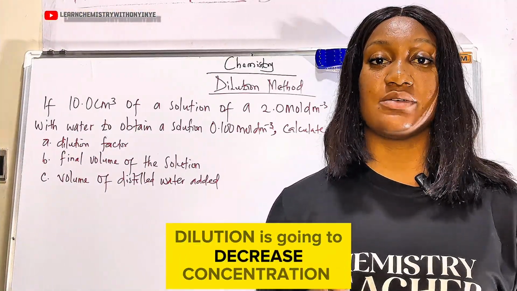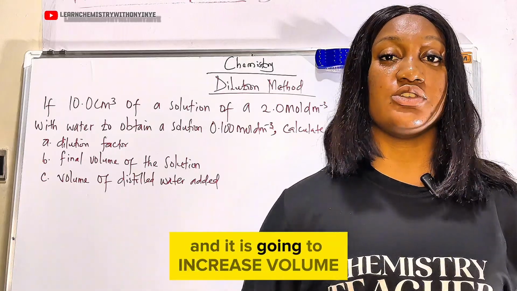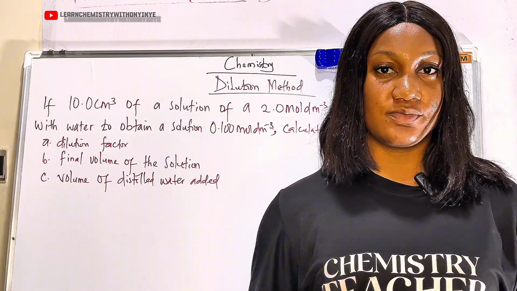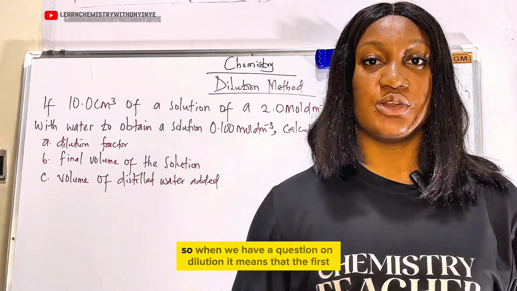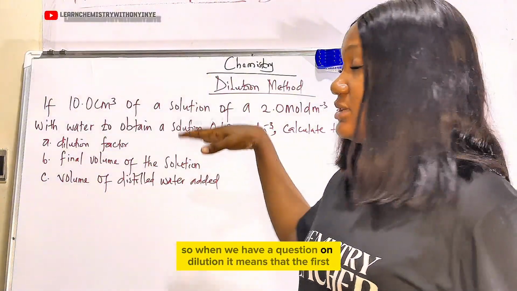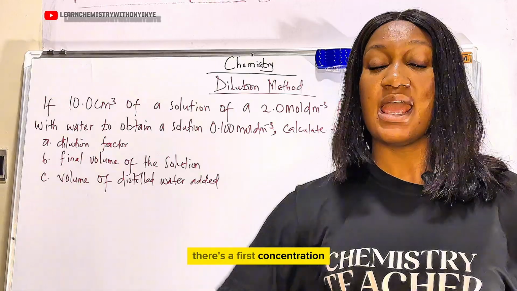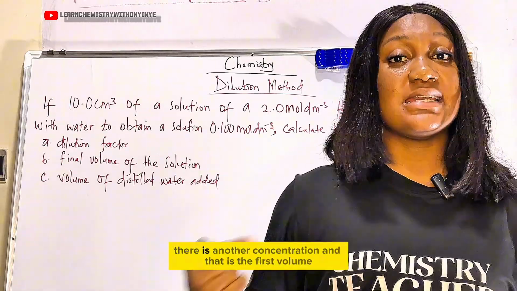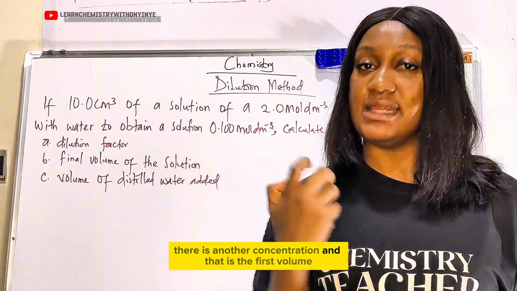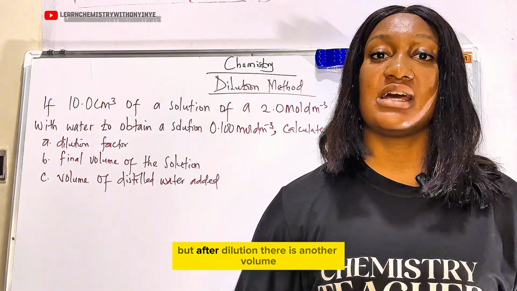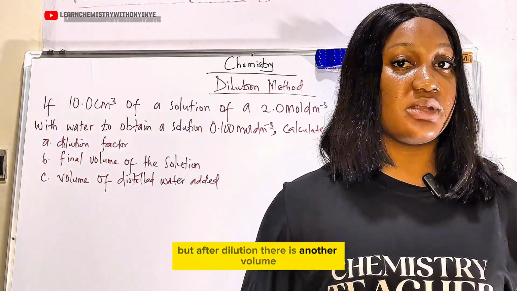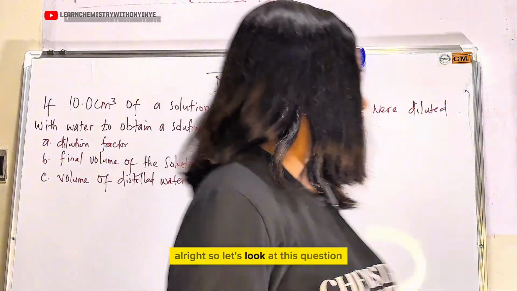Dilution is going to decrease concentration and it is going to increase volume. I hope you got this. So when we have a question on dilution, it means that there's a first concentration. After dilution, there is another concentration, and that is the first volume. But after dilution, there is another volume. All right, so let's look at this question.